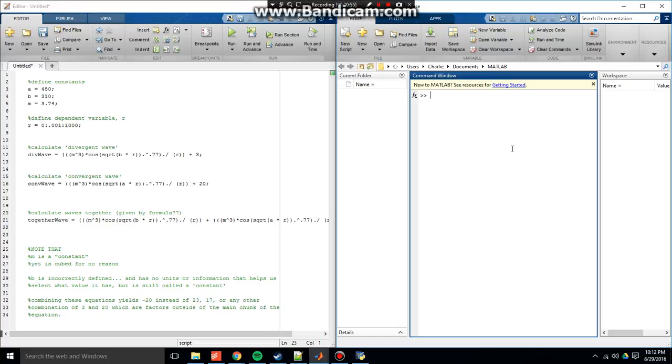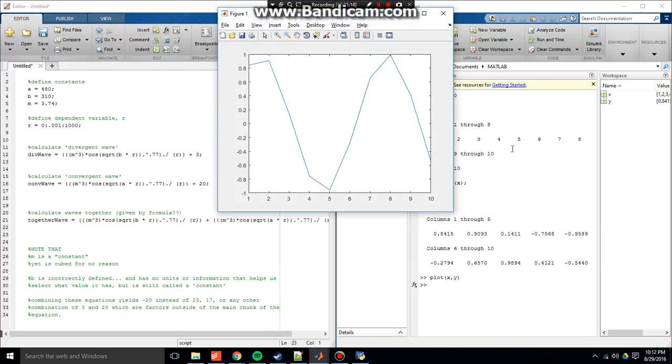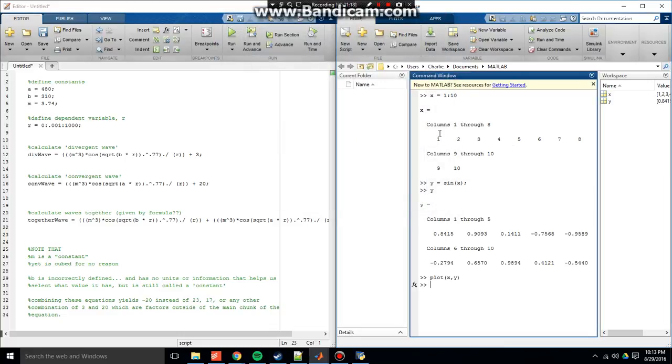So if I wanted to make a number line from 1 to 10, I'd say x equals 1 to 10. That gives me the numbers 1 through 10, and then if I say y equals sine of x, that'll give me whatever sine of that value is. And if I plot x versus y, it'll give me this broken sine function. That's fine, and it's broken because there's not very much resolution.